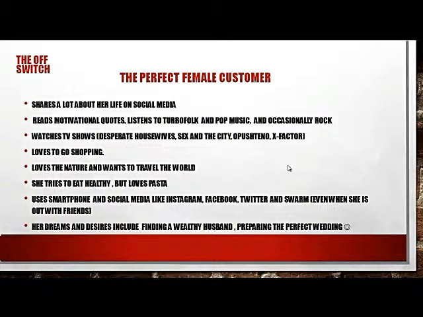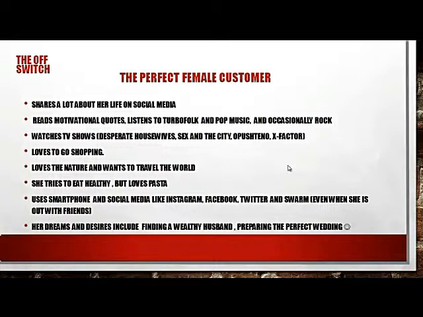Watches TV shows like Desperate Housewives, Sex and the City, Opušteno, X Factor. Loves to go shopping, loves nature and wants to travel the world. She tries to eat healthy but loves pasta. Uses a smartphone and social media like Instagram, Facebook, Twitter, Swarm, even when she's out with her friends.